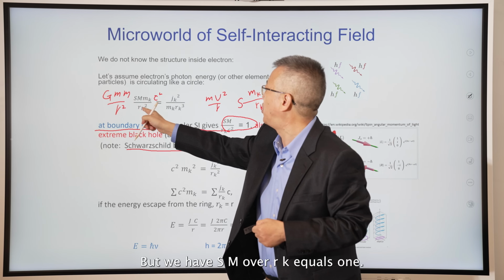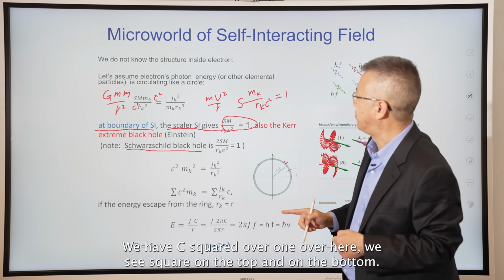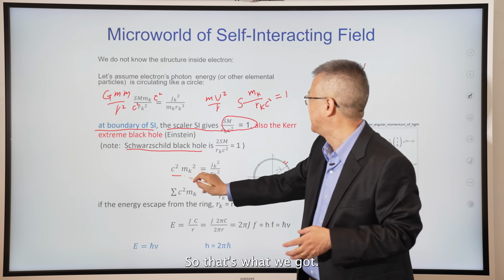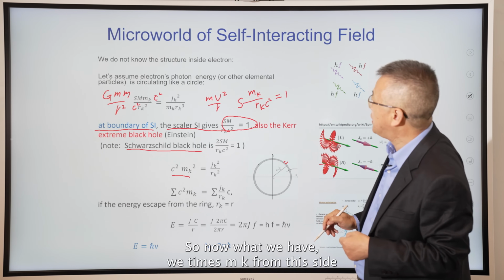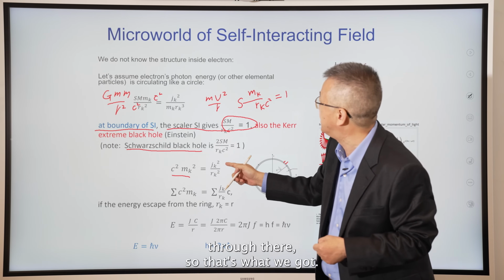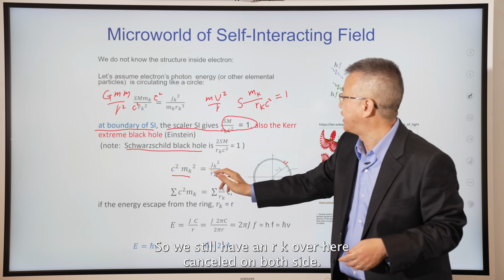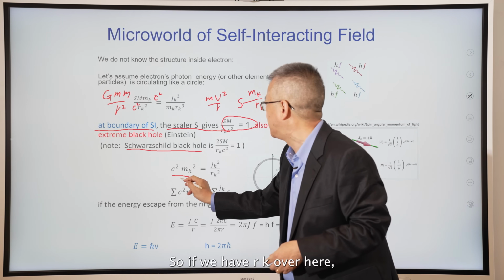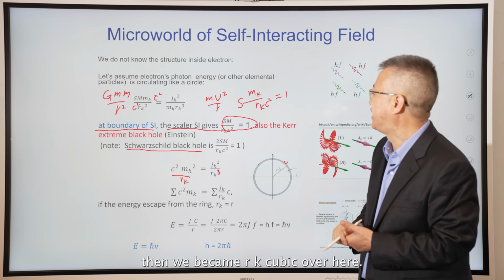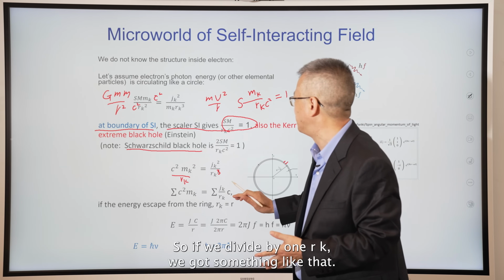But we have the sum over m_k r_k equals 1. Sorry, we have c squared over 1 over here. We times c squared on the top and on the bottom, so that's what we got. Now we times the m_k from this side to there. We still have an r_k over here, cancelled on both sides. If we have r_k over here, then we became r_k cubed over here. If we divided by 1 r_k, we got something like that.